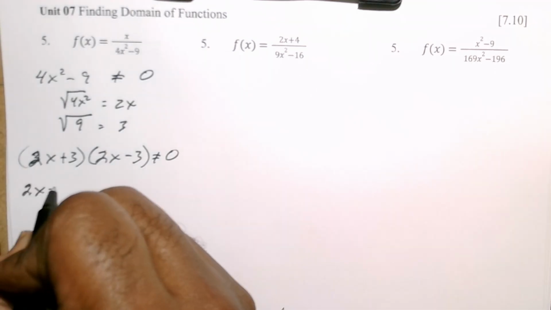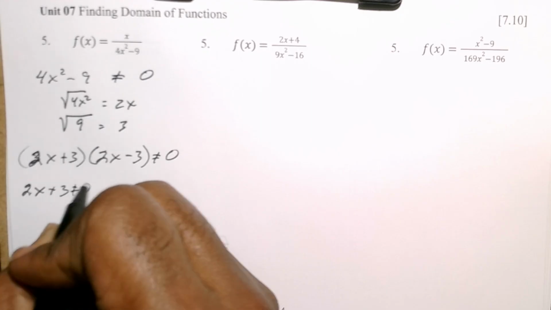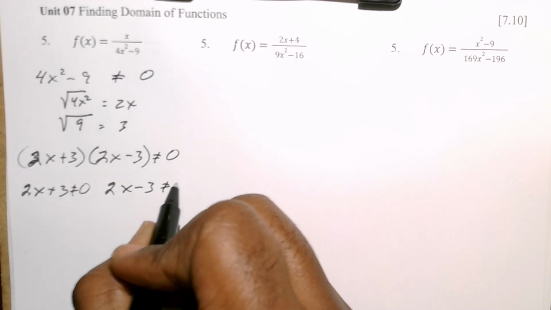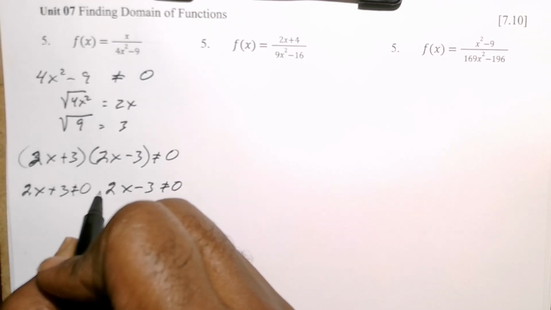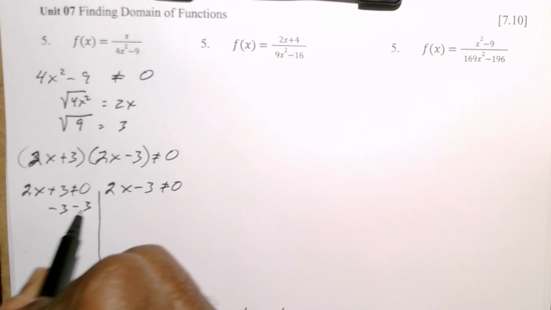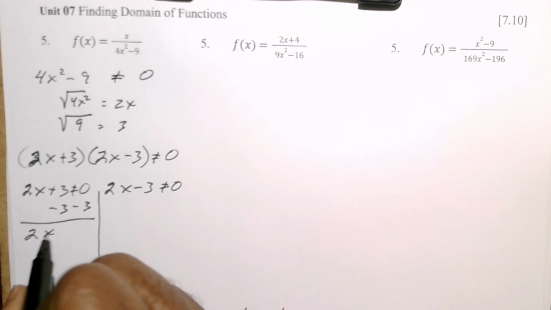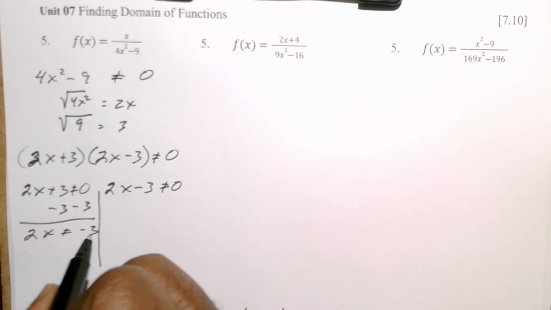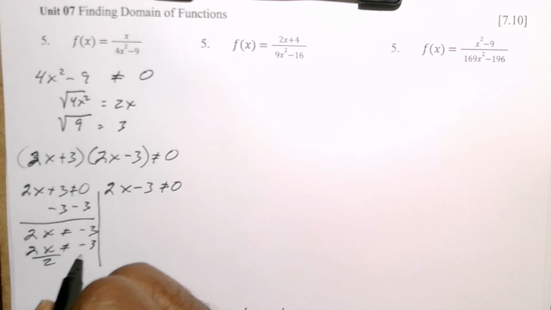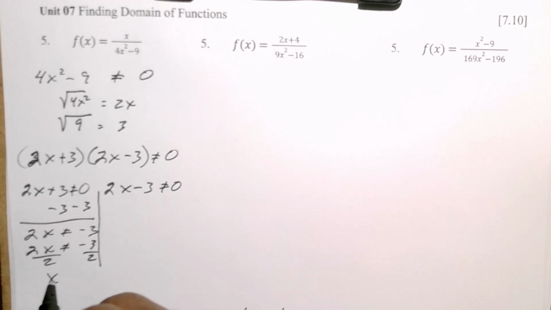So 2x plus 3 not equal to 0. We'll solve for x there. And 2x minus 3 not equal to 0. We'll solve for x there. Let's kind of split the problem here. So subtract 3 from both sides, and we'll get 2x not equal to negative 3. And we'll take our 2x not equal to negative 3, and we'll divide by 2 on both sides. And we'll get x cannot be negative 3 halves.